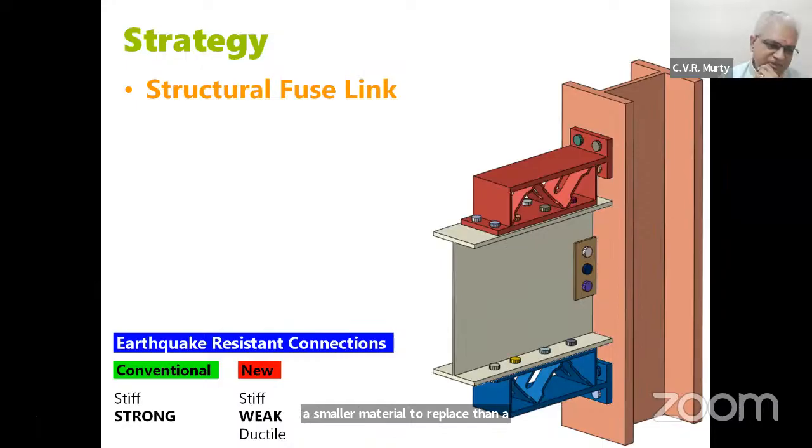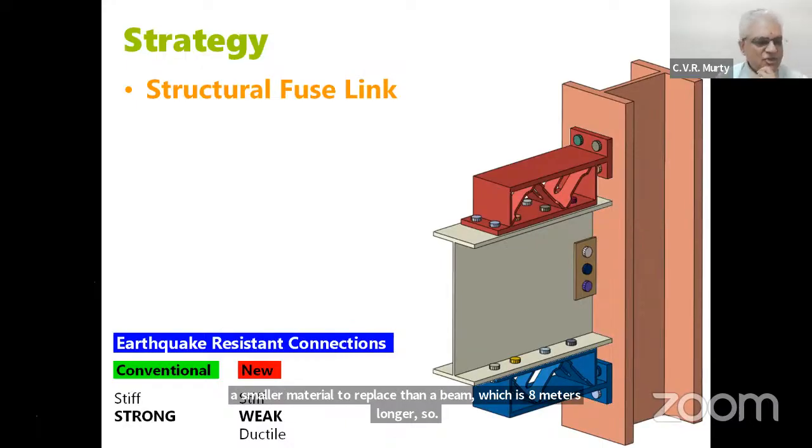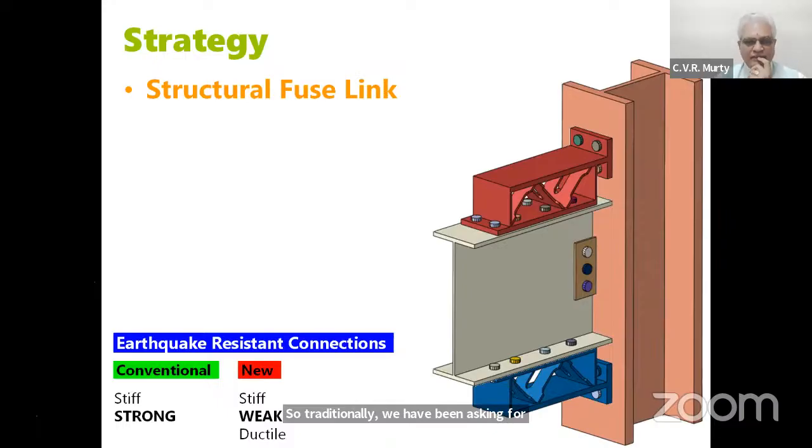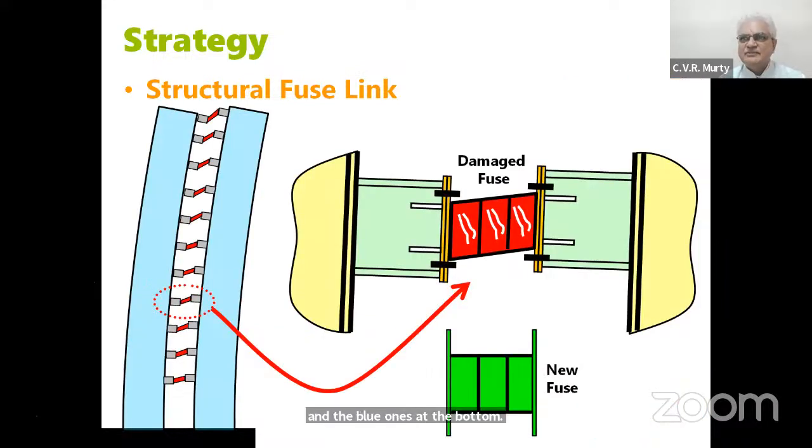So traditionally, we have been asking for a stiff and strong connection. But now there are studies which tell you that we need a stiff and a weak connection, but it has to be a ductile connection. Earlier, we were not talking about ductility of the connection, but here we are talking about the ductility of the connection itself. So the plates that we have here, the fuse link plates, the red ones and the blue ones at the bottom, are to undergo inelastic action.